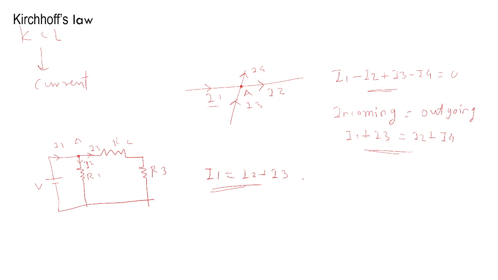In this way we need to use Kirchhoff's current law. I hope it is clear to all of you. In a simple way, we can define Kirchhoff's current law as: the incoming current at a node is equal to the outgoing current at the node. I hope it is clear. If it is clear, then we are about to discuss KVL, Kirchhoff's voltage law. If it is clear, kindly mention yes in the chat box.